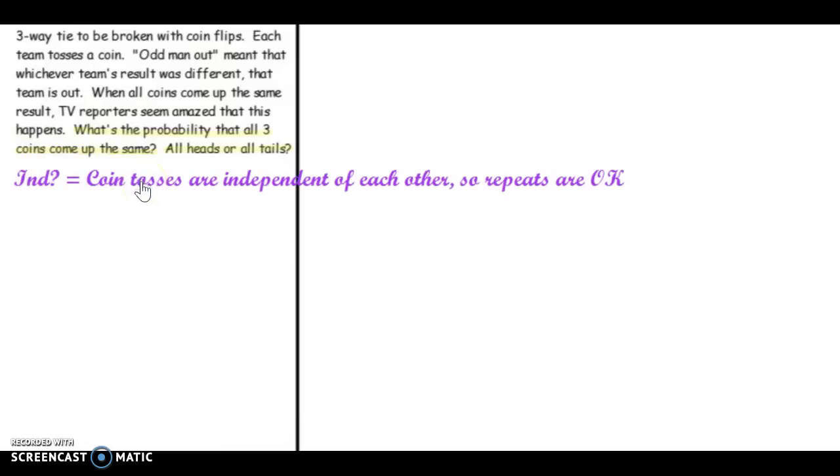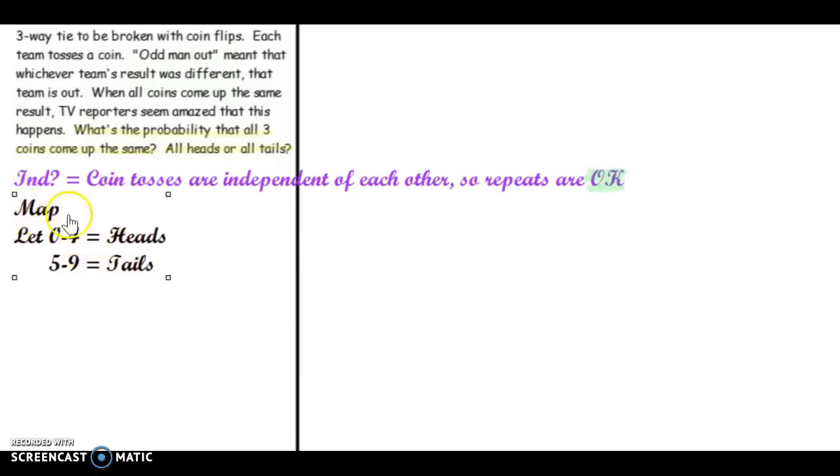That's what we're looking at, is we're flipping a coin. That's the component that is being repeated over and over. So are they independent? Well, yes. When I toss a coin, each coin toss is independent of the others. So repeats are okay. It's totally fine that repeats happen. Repeats are okay. So I've got to remember that as I run my trials.